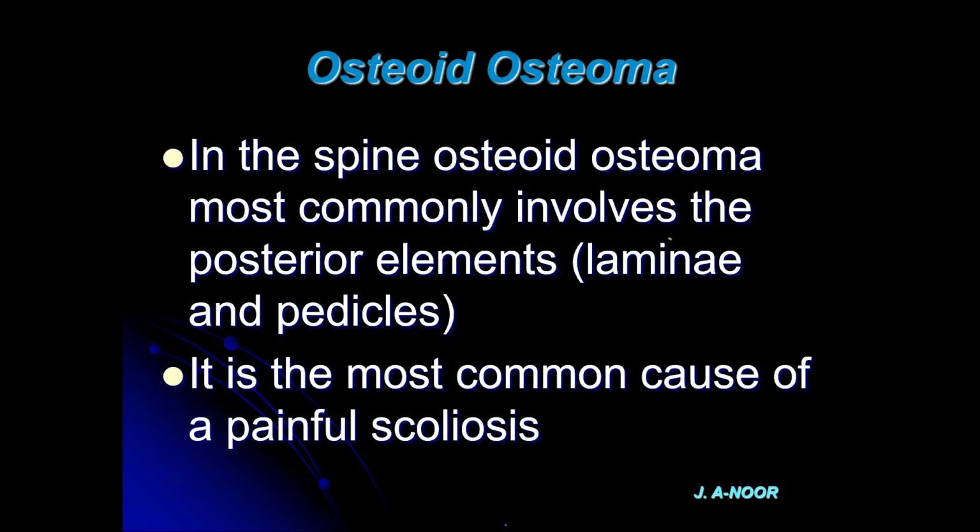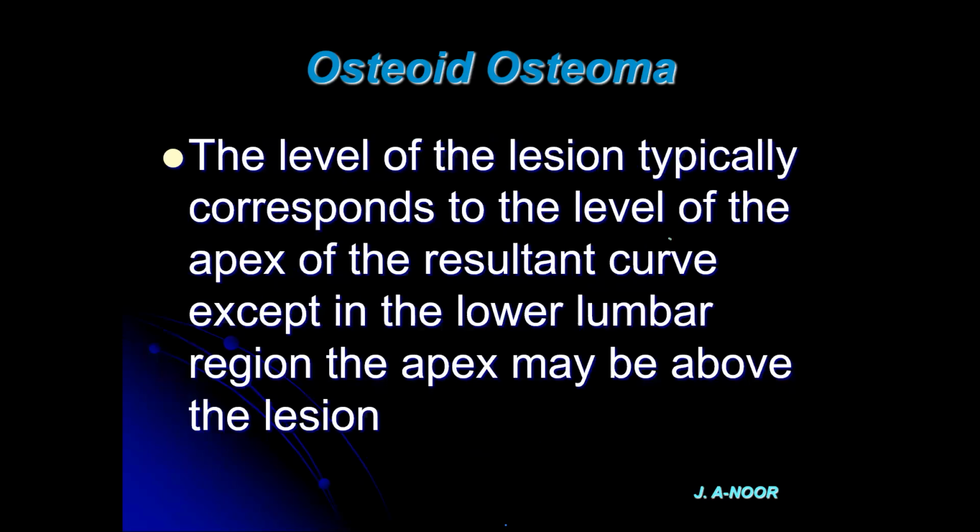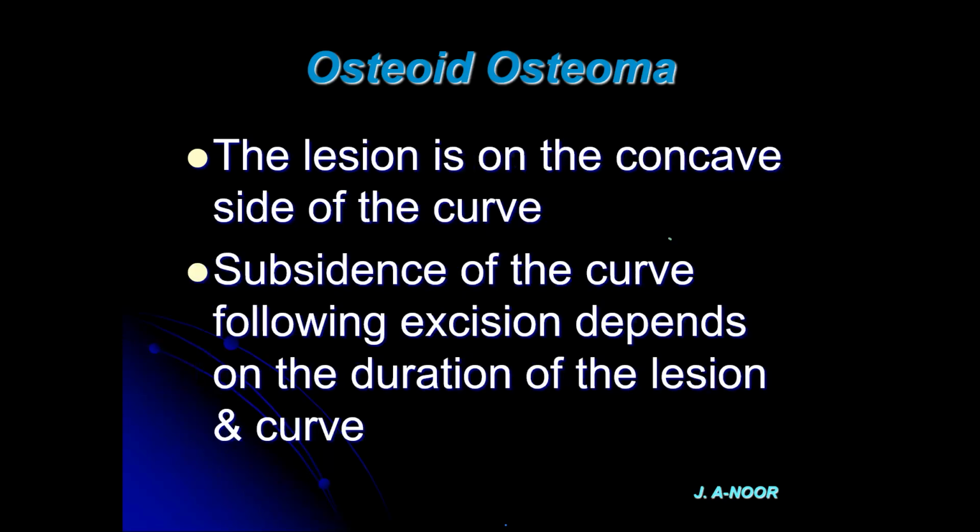In the spine, osteoma most commonly involves the posterior elements, the laminae and pedicles, and it is the most common cause of a painful scoliosis. The level of the lesion typically corresponds to the level of the apex, as I mentioned, of the resulting curve, except in the lower lumbar region. The lesion is on the concave side of the curve.